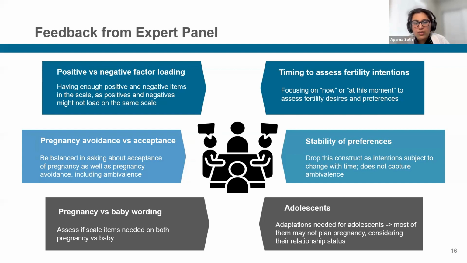Another thing around adolescents was the feedback that we got was to consider adaptations for some of the scale items for adolescents specifically, because they might not be actively planning pregnancy, and it would also depend on their relationship status. So that is something to consider as we are doing this assessment on fertility intentions.